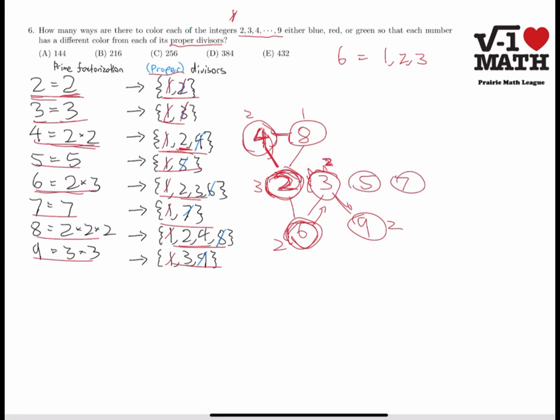And then finally, 5 and 7 are by themselves. So each of these only has 3 ways. And for our answer, we just multiply all of them together. So this was 3 times 2 times 2 times 2 times 2 times 1 times 3, and then finally times 3, which is equal to 432, which is option choice E.